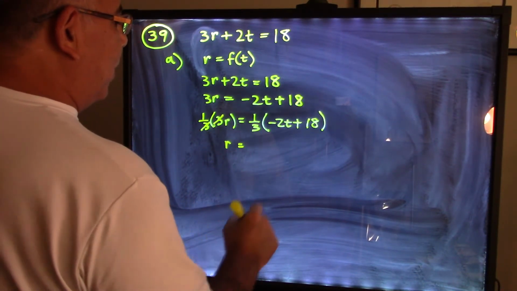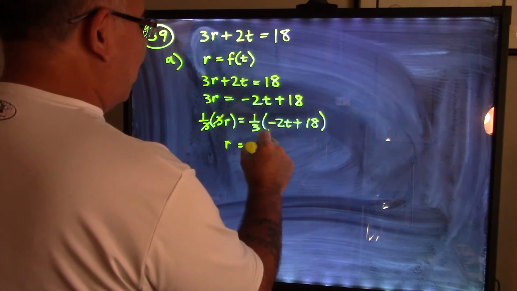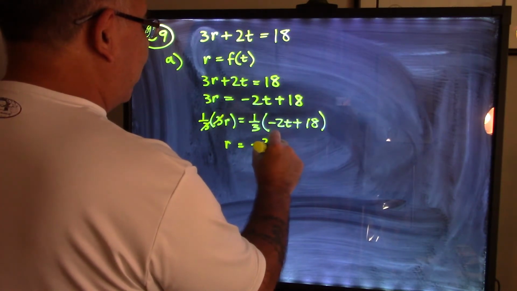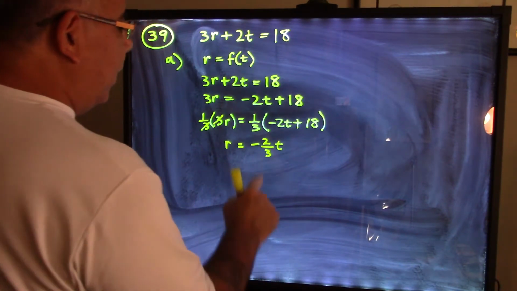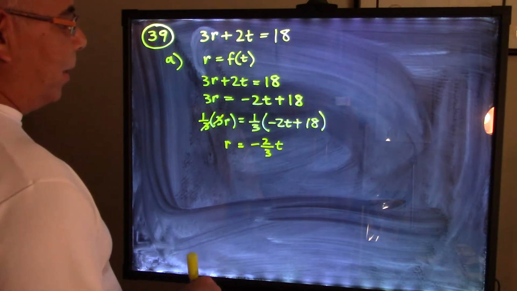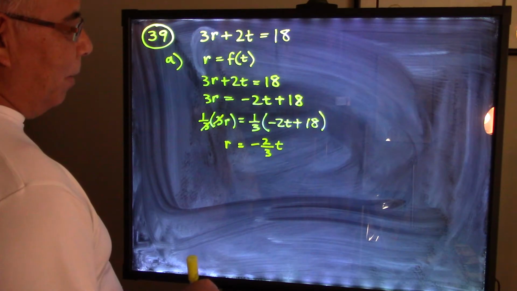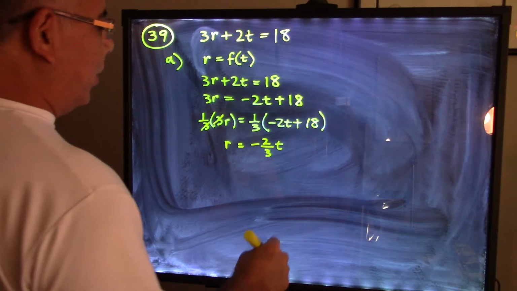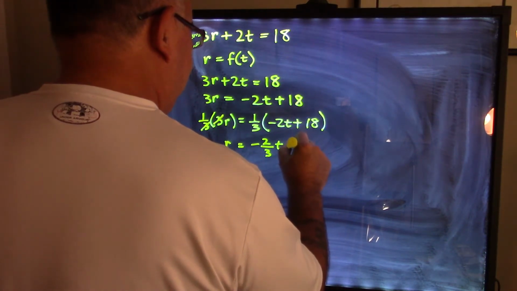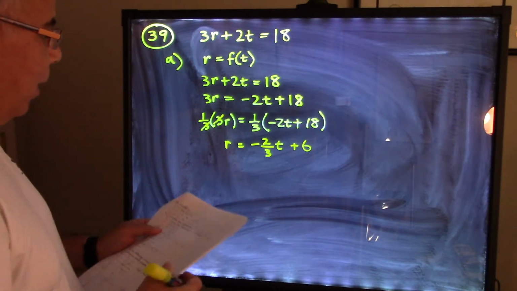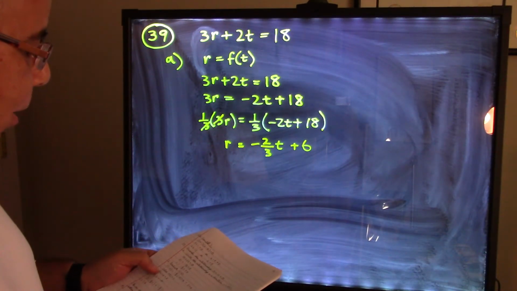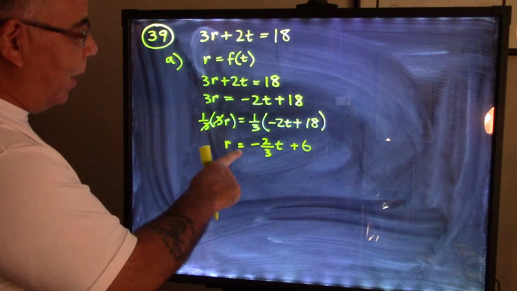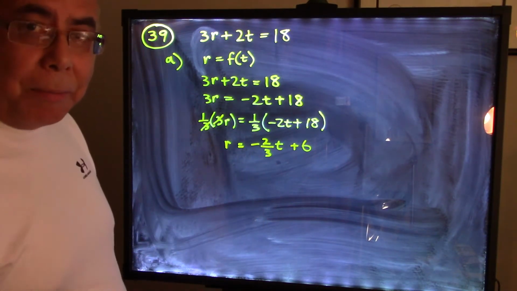1/3 times negative 2t is negative 2/3 t, or negative 2t over 3, either way. I'll just write it like this, negative 2/3 t. And then 1/3 times 18, that's 18 over 3, which is 6. So we've got plus 6. So r equals negative 2/3 t plus 6. So we've just written r as a function of t, a function with t in it. Okay, there you go.